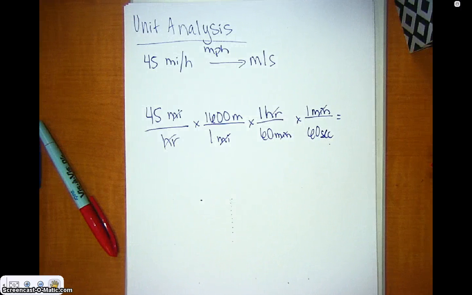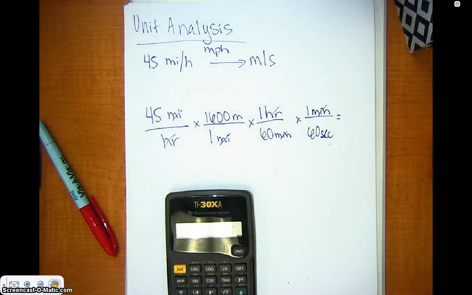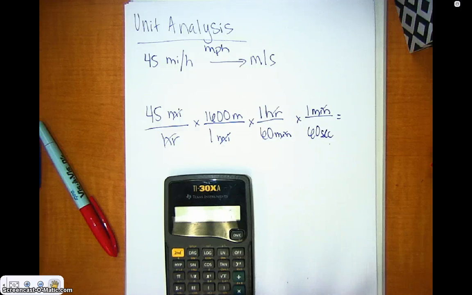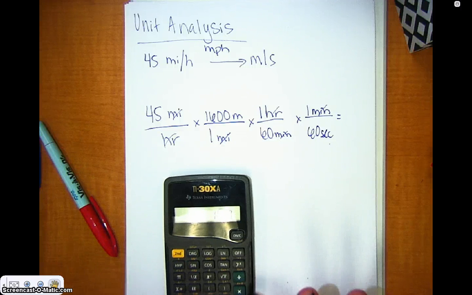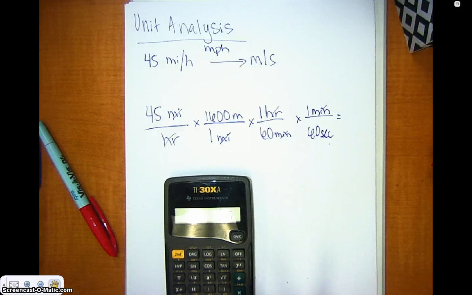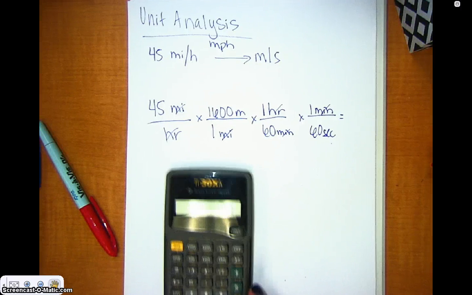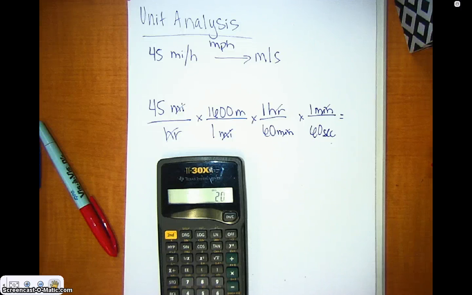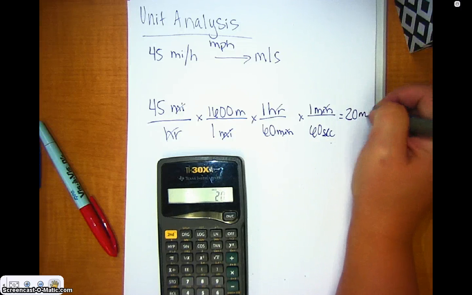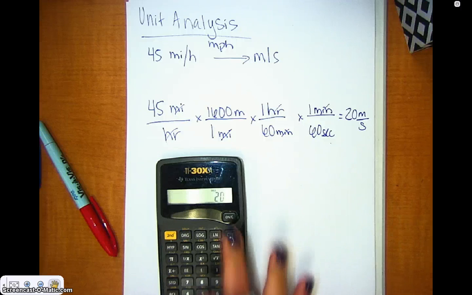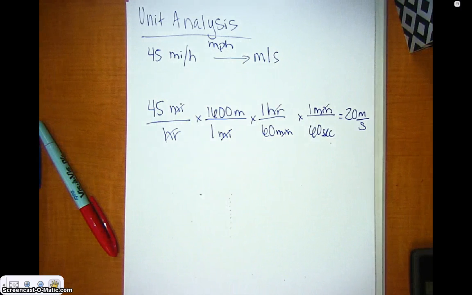Any number that is on the top gets multiplied. Any number on the bottom gets divided. And I typically just work my way left to right. So I'm going to take 45 times 1,600 divided by 60, divided by 60. And so 45 miles per hour, you can't really see that, there's a glare, is actually 20 meters every second. Right? So it's just a quick example on unit analysis.